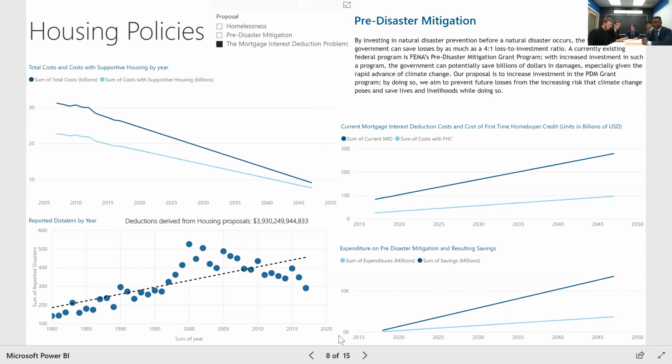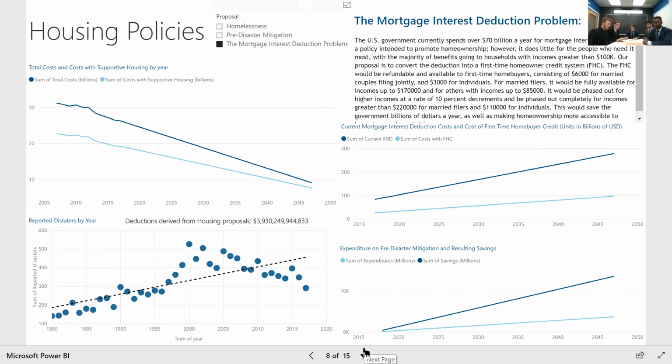In addition, we currently spend over $70 billion per year on the regressive mortgage interest deduction, the majority of which goes to households with incomes over $100,000. By replacing it with a first-time home ownership credit system, we will spend less than a third of current spending while extending home ownership opportunities to lower-income households.